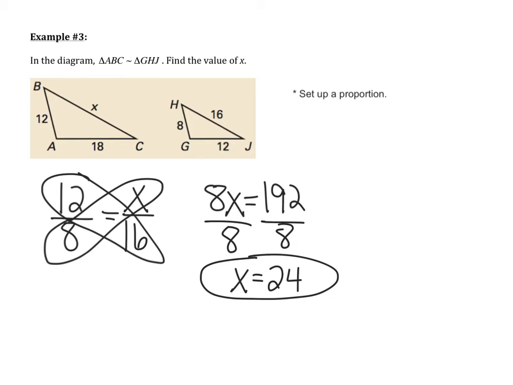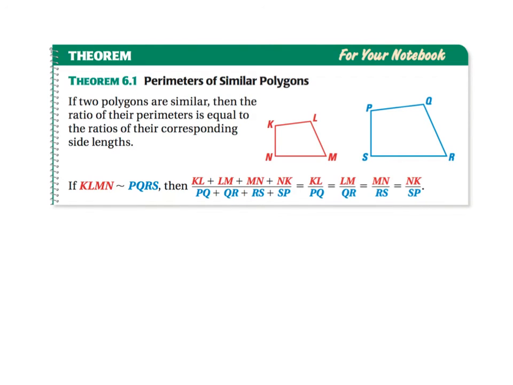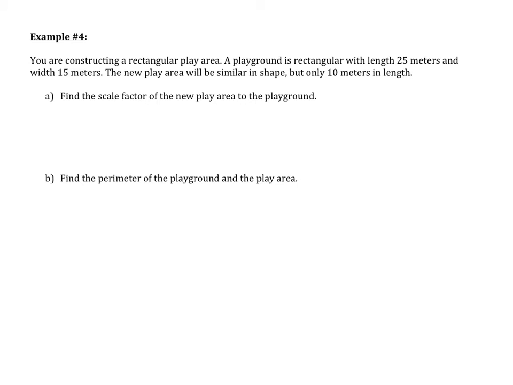And now we come to the first theorem from this chapter, theorem 6.1, perimeters of similar polygons. If two polygons are similar, then the ratio of their perimeters is equal to the ratios of their corresponding side lengths. So basically what this is saying is if you know what the scale factor is according to the sides of the similar polygons, that same scale factor applies to the perimeters. And now let's apply that theorem.